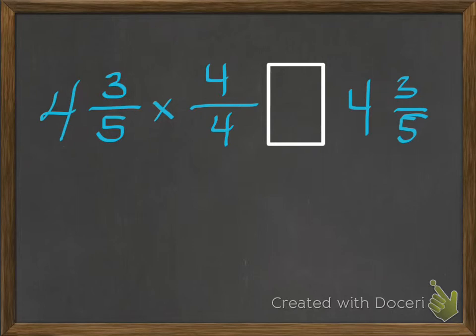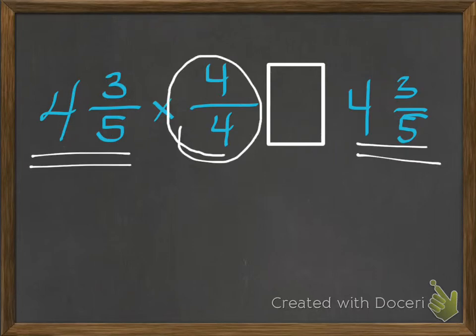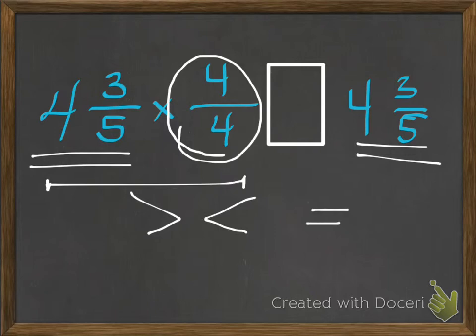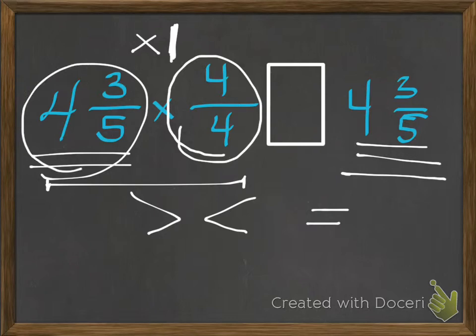4 3/5 times 4/4. Compare that to 4 3/5. So we're going to start off with 4 3/5. We're going to multiply times 4/4. Is this side going to be greater than, less than, or equal to this side, 4 3/5? Well, hopefully I didn't trick you too much. 4/4 equals 1. So we are multiplying times 1. Every time you multiply times 1, you get the same number that you started with. It will be equal.